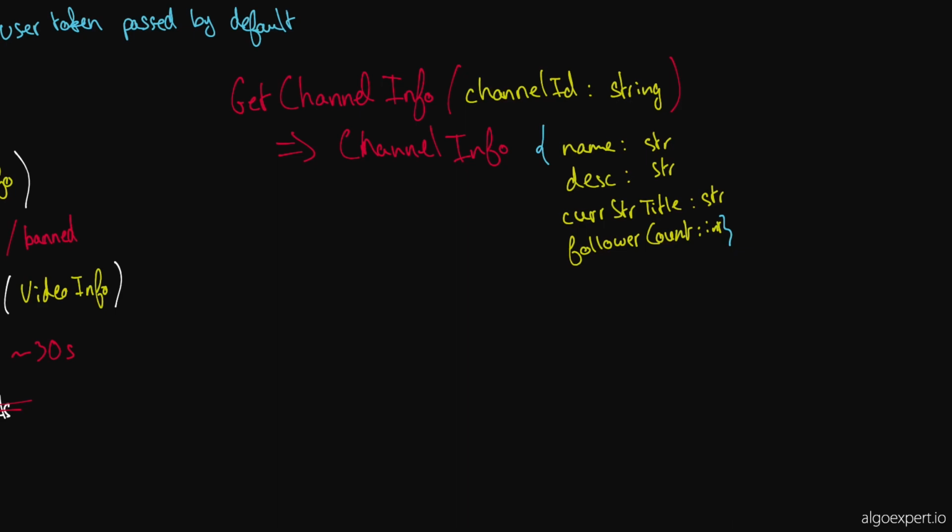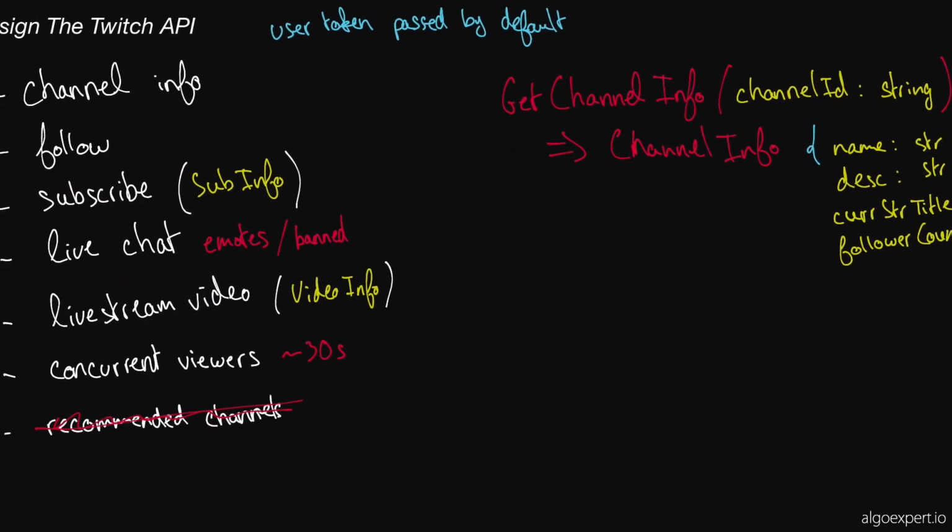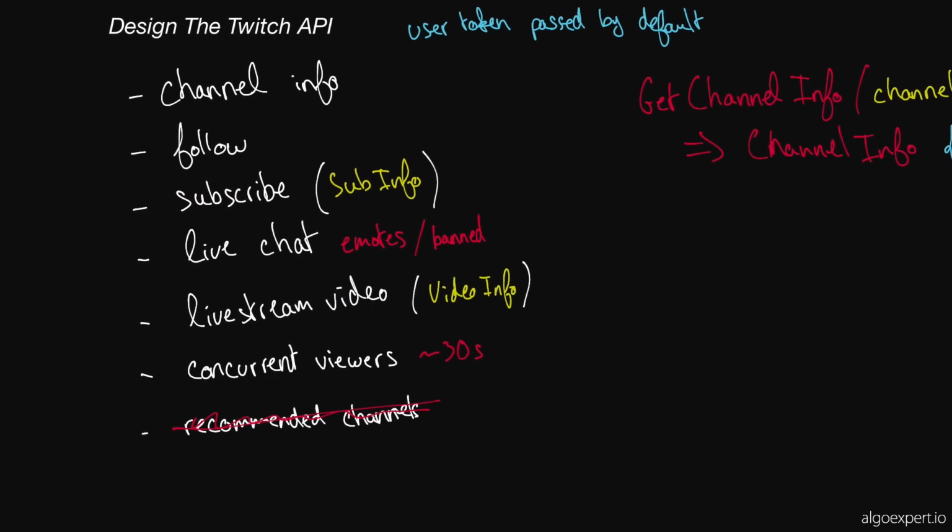So then the next piece of functionality that we want to support is following. Following is pretty straightforward also, right? You just follow and unfollow. Now, there are a few ways that we could go about designing this. One would be to have two separate endpoints, one called follow channel or follow, and one called unfollow.